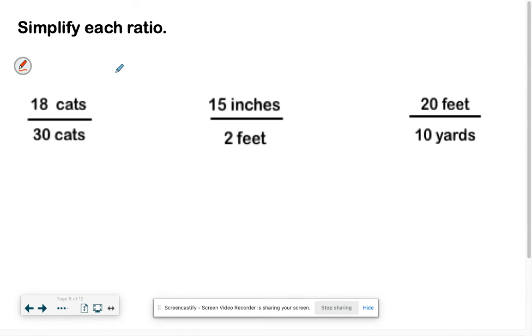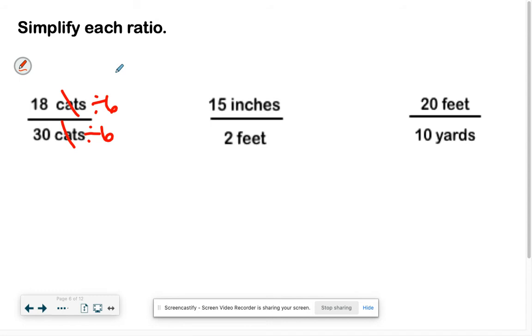We're just simplifying some more, but now they give us units. So before you can simplify, you have to make sure you have the same units on the numerator and denominator, so on the top and bottom. So 18 cats over 30 cats. Do I have the same units? Yeah. So cross them off. Now we just reduce 18 and 30. 2 works. There's a bigger one though. 6. 3 works too, but 6 is the biggest. So let's divide by 6.